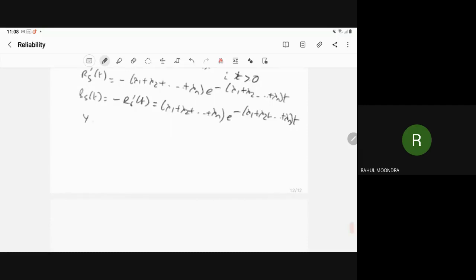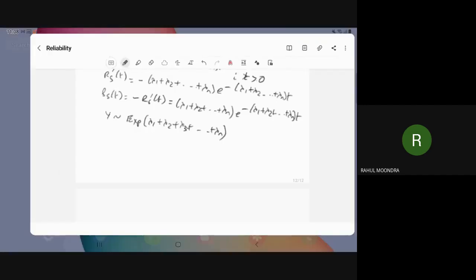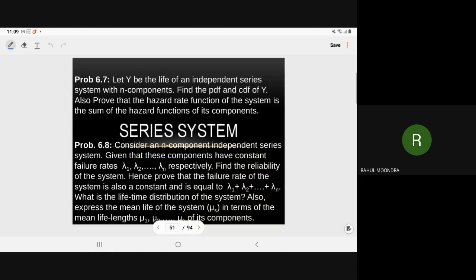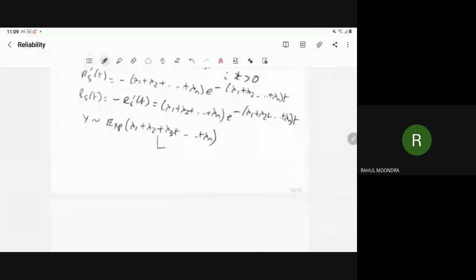So you can say that Y, the lifetime of a system, follows the exponential distribution with parameter lambda 1 plus lambda 2 plus lambda 3 and lambda n. So here we have the PDF of the series system, hence proving that the failure rate of the system is also constant and is equal to lambda 1 plus lambda 2 plus lambda n.